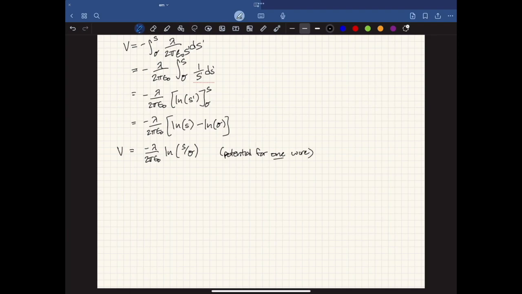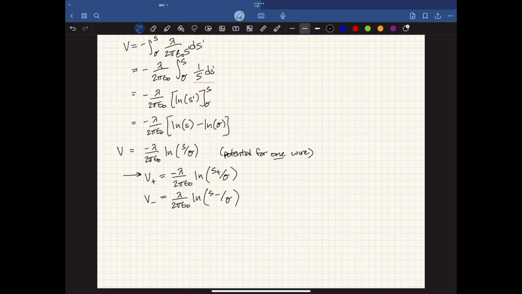We can take the solution for potential of one infinitely long wire and apply it to our problem with two infinitely long wires. So if we do that, we would have the potential due to the positive wire as negative lambda over 2 pi epsilon naught ln of the distance from the positive wire to the field point divided by the reference point, and for the negative wire we would have lambda over 2 pi epsilon naught and the distance from the negative wire to the field point.